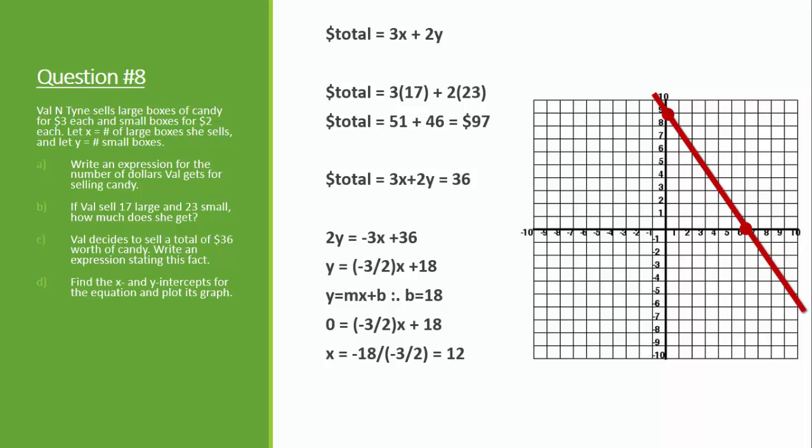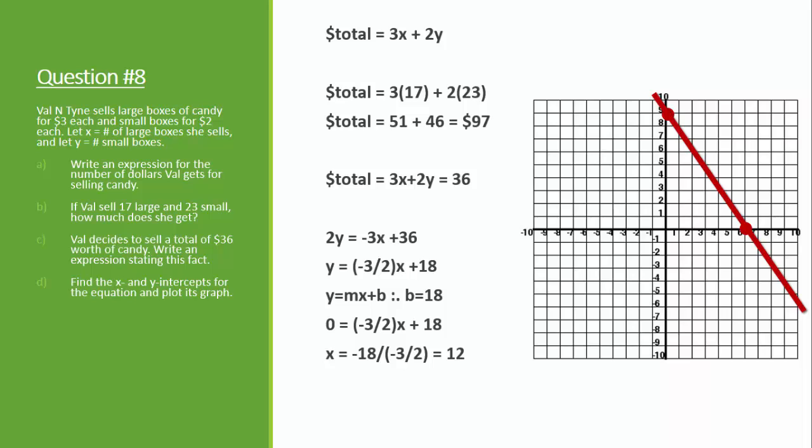I've plotted every solution, as a matter of fact, that is within the scale of my grid for this equation, y is equal to negative 3 halves x plus 18. This graph right here shows me every solution, which means for every case where this person wants to sell, in this case Val wants to sell $36 worth of candy, every combination that will do that is on this line. As a matter of fact, it's more on here than is possible. You see, there's an infinite number of answers for this solution.